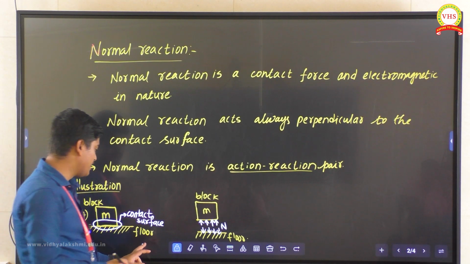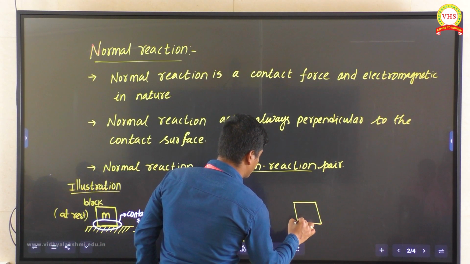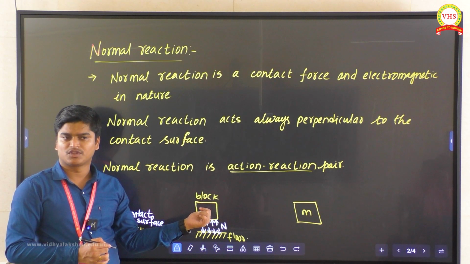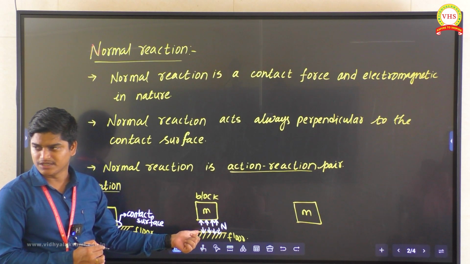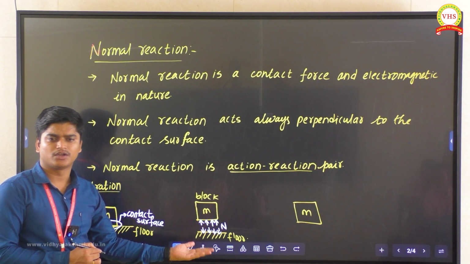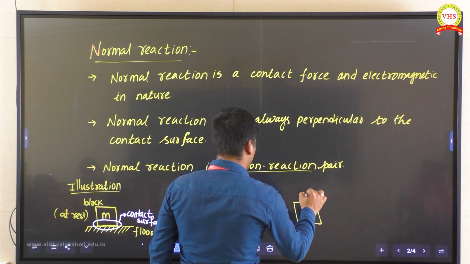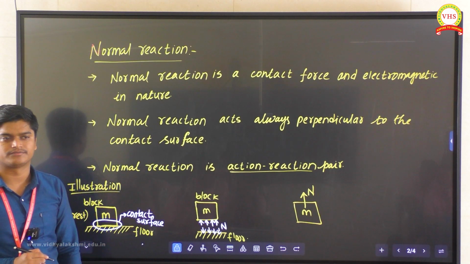So what I'll do here is take this mass M separately. Now you tell me, on this mass M, due to the floor, which force is acting? Normal reaction. In which direction is it acting? Upward direction. So on this mass I'll give one upward force, that is N, the normal reaction.